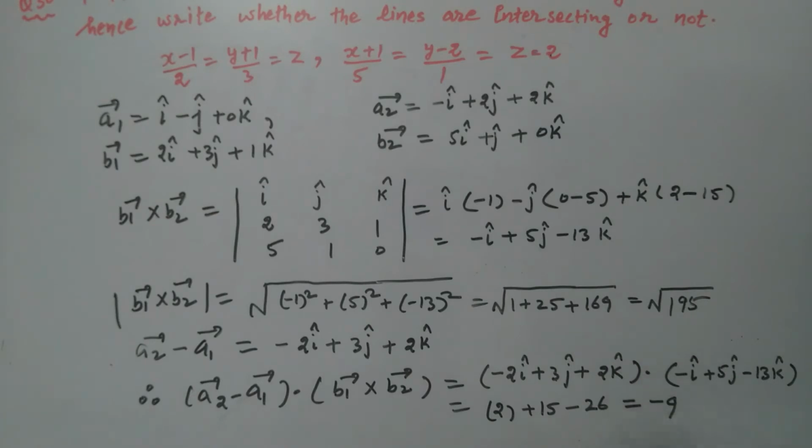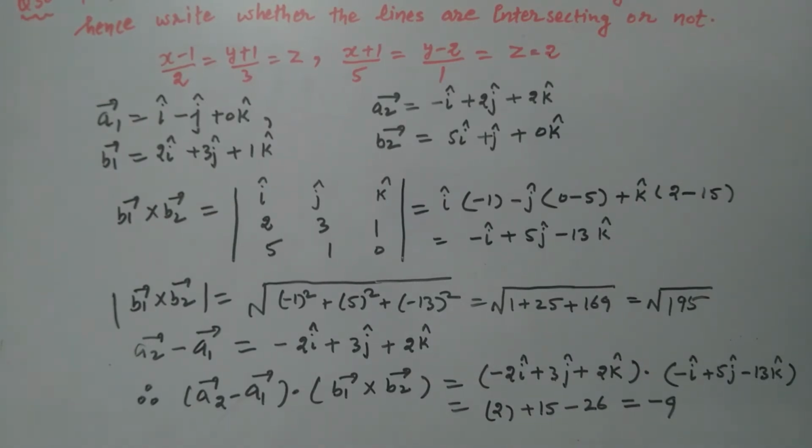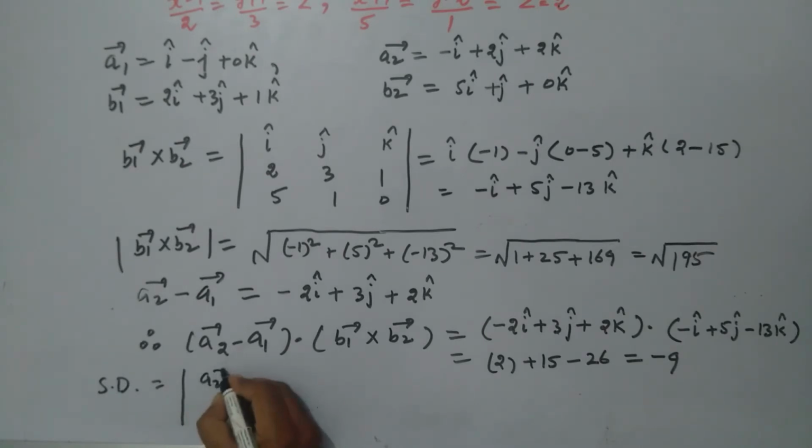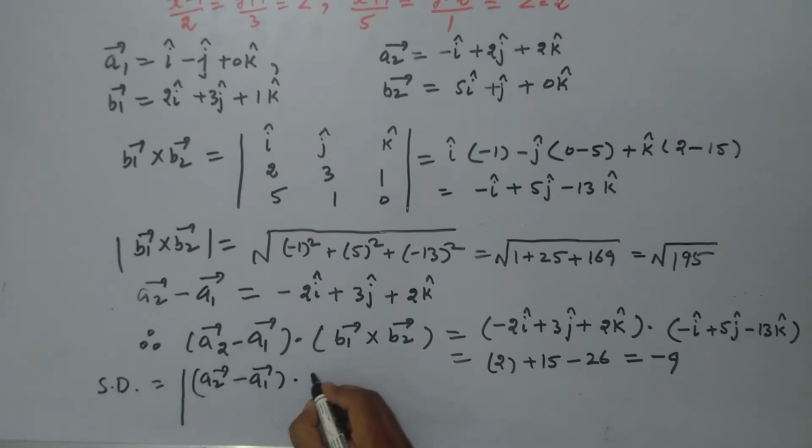Now we find the shortest distance formula. Shortest distance is equal to the magnitude, the modulus, of a2 minus a1 dot b1 cross b2, divided by the magnitude of b1 cross b2.